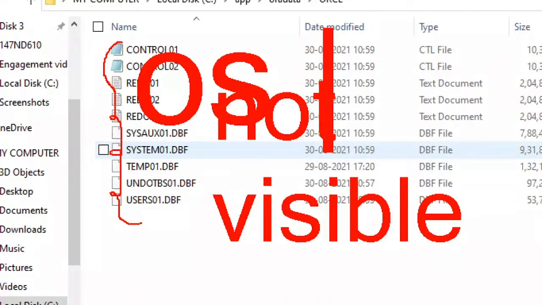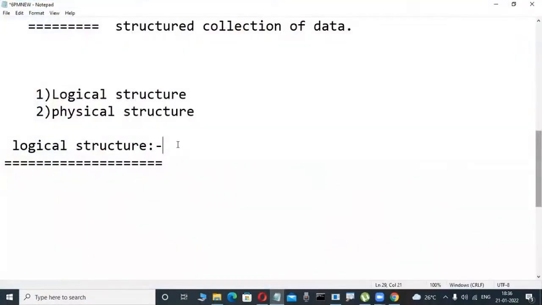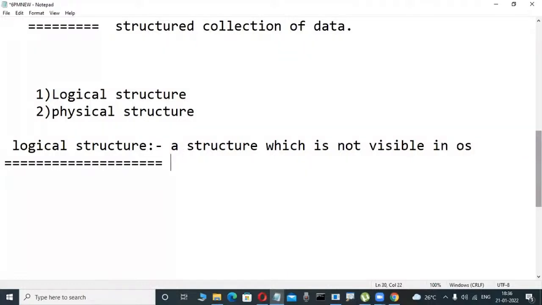That is visible in a database, okay, I agree, but unfortunately that is not visible in the operating system. That's why now, what does a logical structure mean? Don't write it down. A database structure which is not visible in the operating system, in the OS, is called the logical structure of the database.